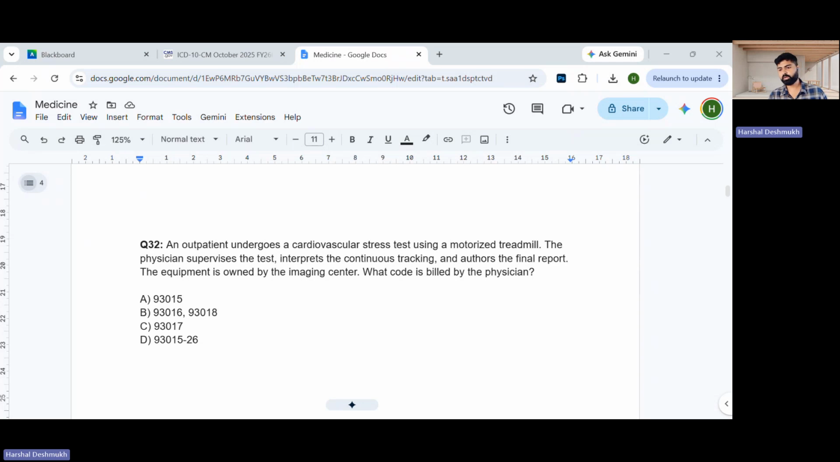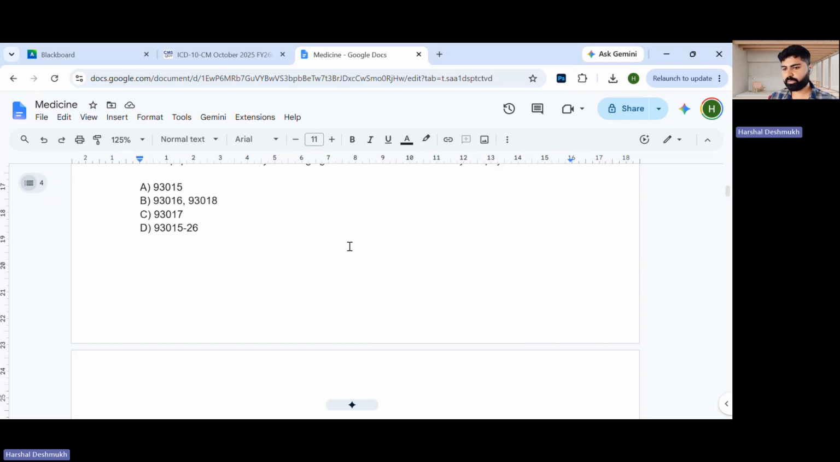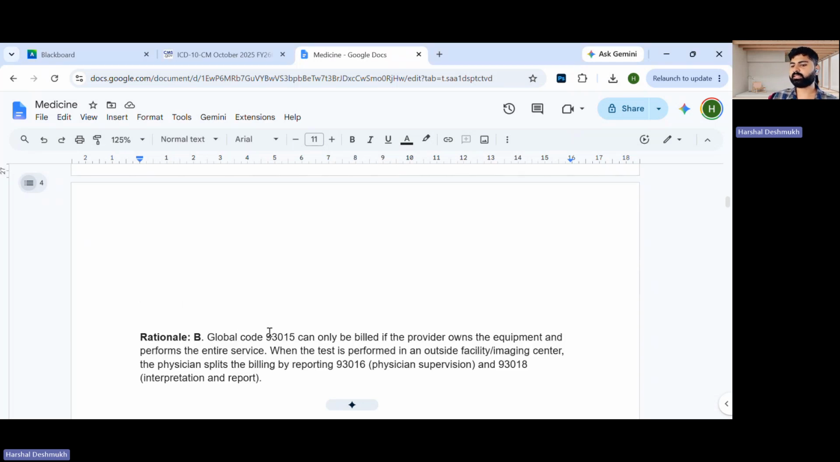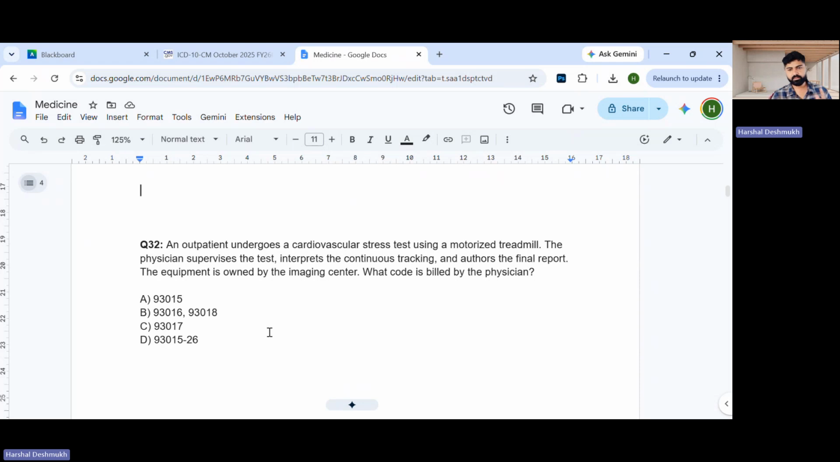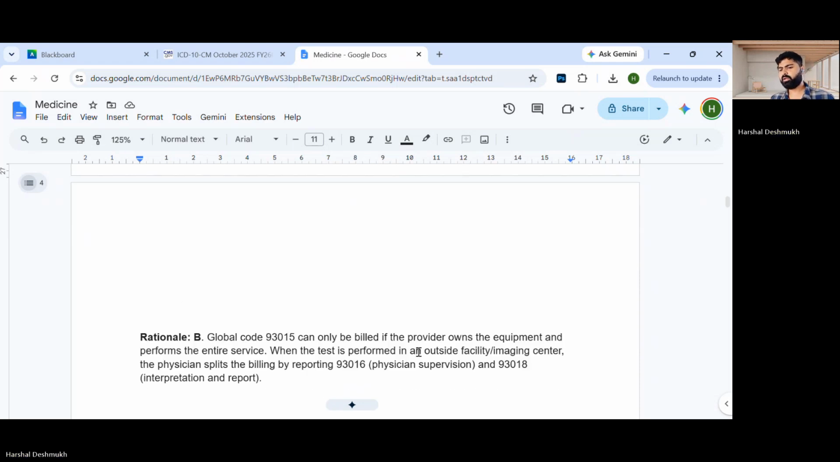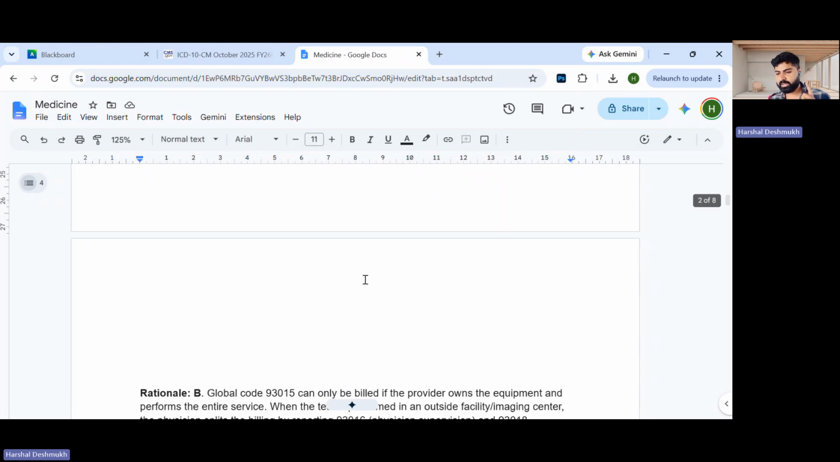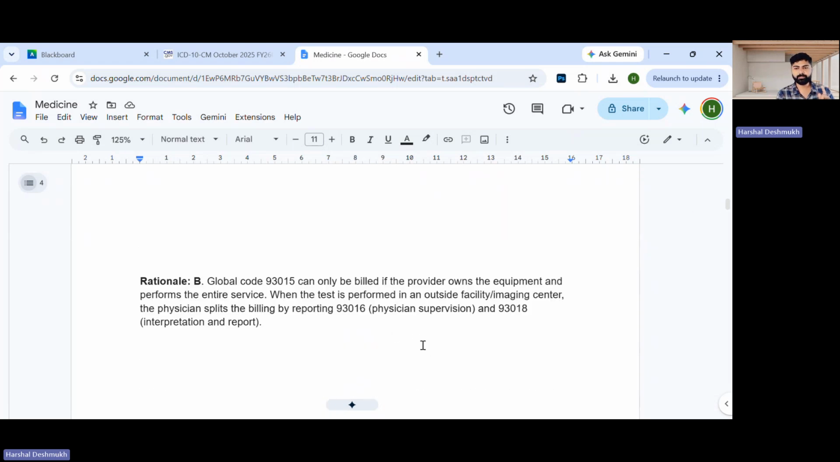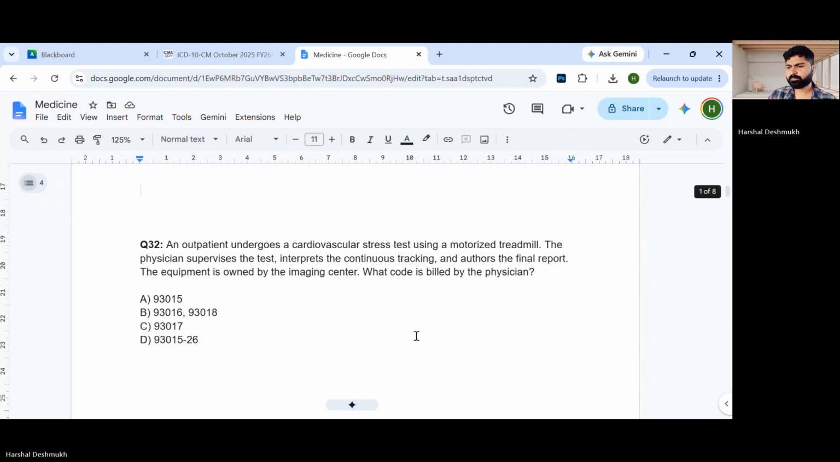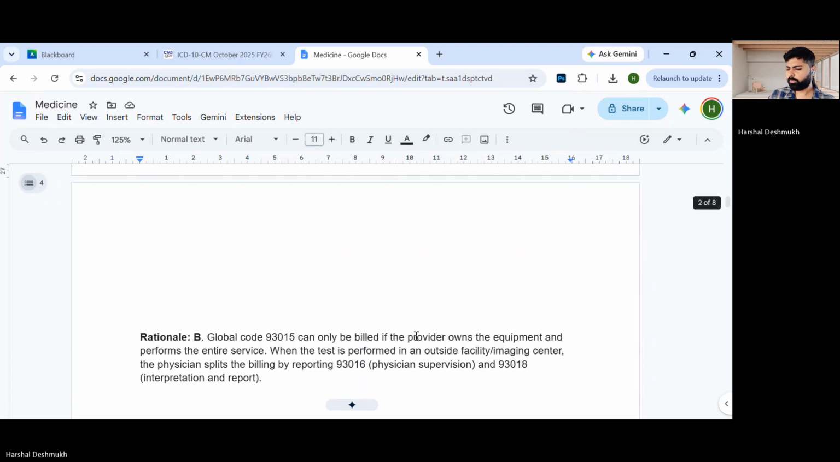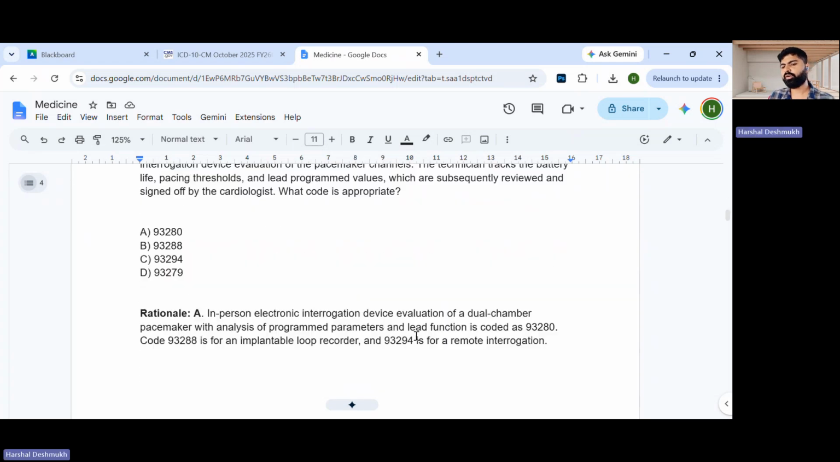All right, time to answer the question. The answer to this question number 32 is B. No, sorry, it's option B, that is the option with the codes 93016 and 18. Why is that? Because we are billing it for physician supervision along with interpretation and report. All right, moving on to the next question.